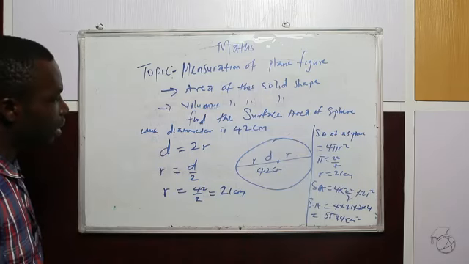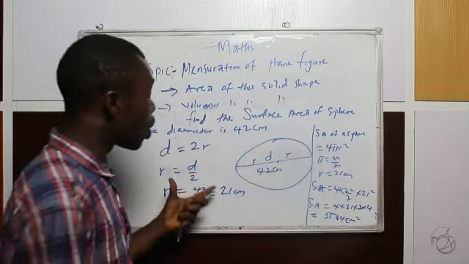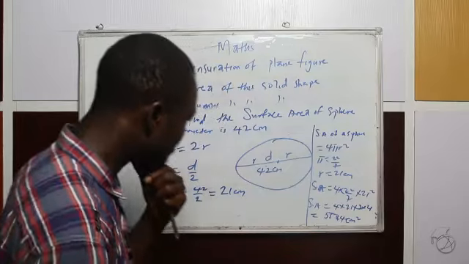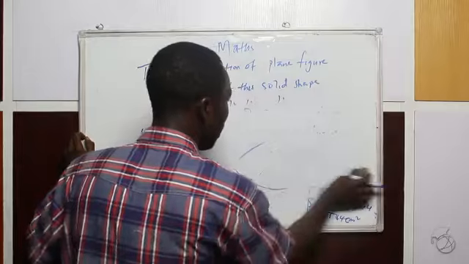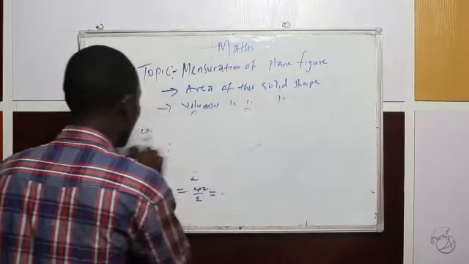So in a case whereby they gave us the diameter, they did not give us the radius, we have to find our radius. Now let us proceed by showing you a few things about this hemisphere I said earlier. Please don't be confused about this equation.